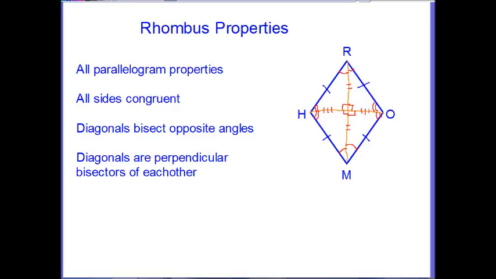Last but not least, we want to think about what properties of parallelograms we didn't draw into our picture yet. We have opposite sides congruent. We have opposite angles congruent. The consecutive angles are going to be supplementary, so we can make ourselves a little note here. What we're missing here is that opposite sides are still going to be parallel. And we're set.